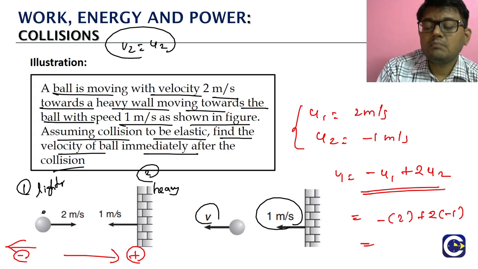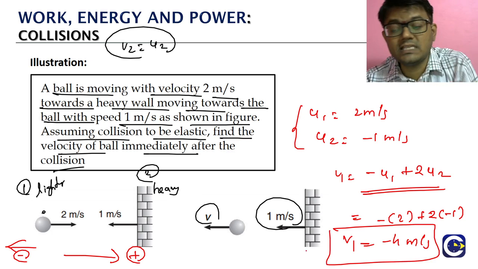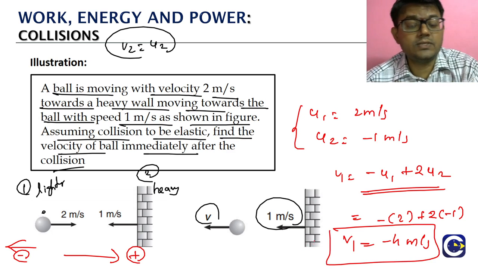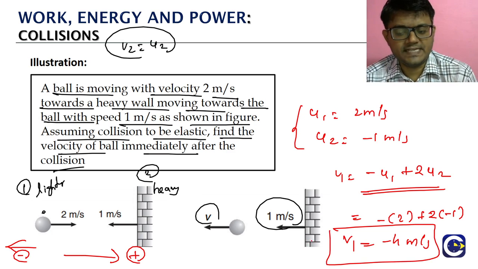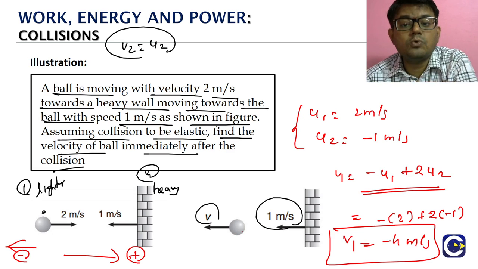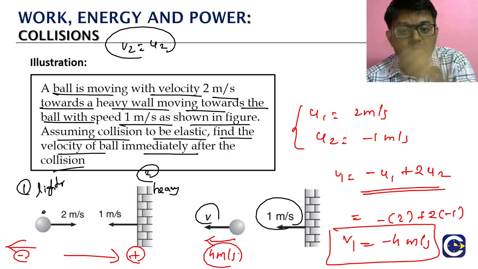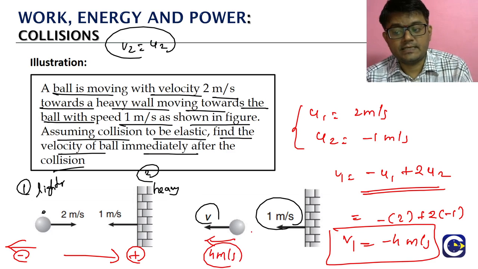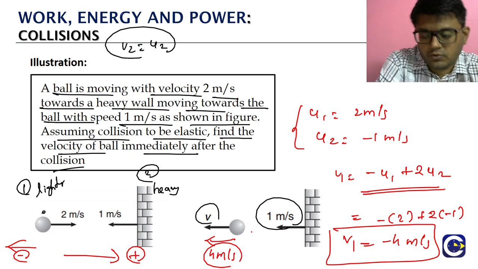total what? Minus 2 minus 2, totally minus 4. That's the v1 value. What is the significance of the minus? It is telling us it is going to move to the left side. So look, the ball after collision is going to move to the left. The magnitude of that velocity is 4 meter per second. It will be moving towards the left with 4 meters per second. That is why, by sign convention, we are saying it as minus 4.